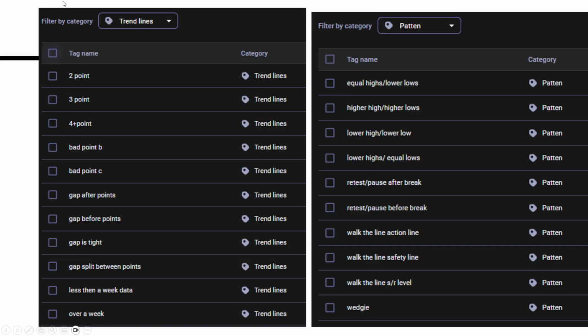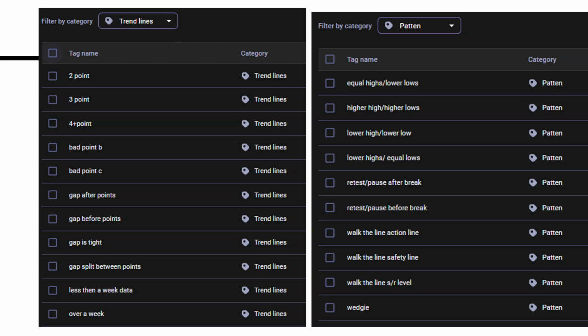Then we have the pattern. The pattern is, what was the candle pattern prior to getting to your setup, getting to that point of breaking? Did you have equal highs, lower lows, higher highs, higher lows, lower highs, lower lows? I had one called a retest or a pause after break, retest pause before break.